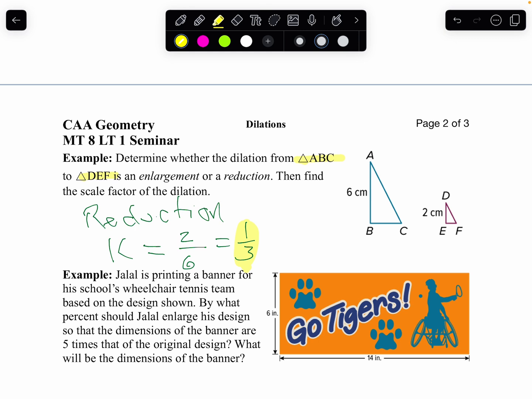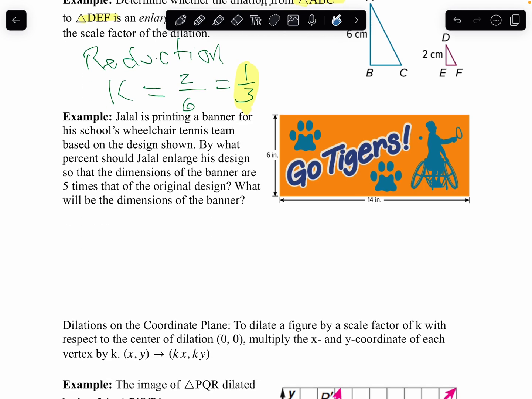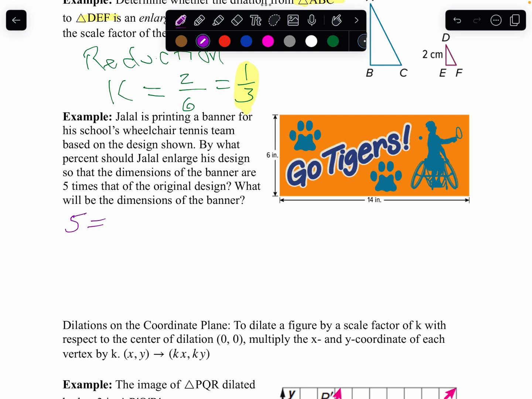Now if we take a look at a design question here, it's kind of the same thing. It says, Jalal is printing a banner for his high school wheelchair tennis team based on the design shown. By what percent should Jalal enlarge his design so that the banner will be 5 times? Well, think, how do I write 5 as a percent? That would be 500%, wouldn't it? Just move the decimal over 2 places.